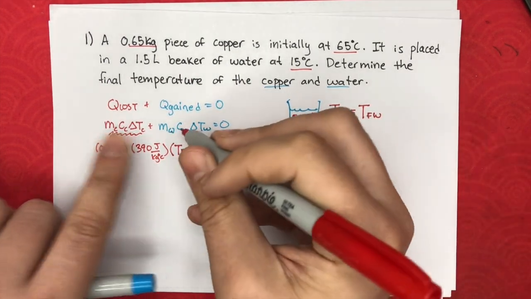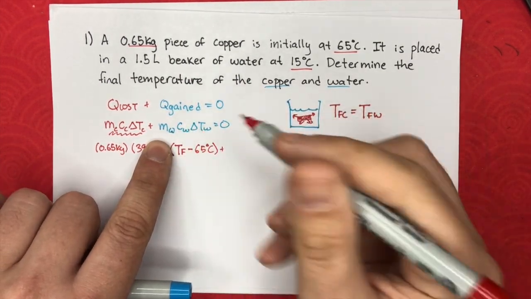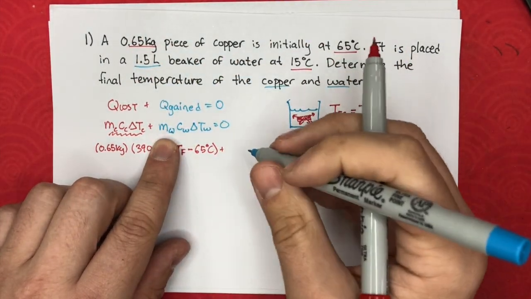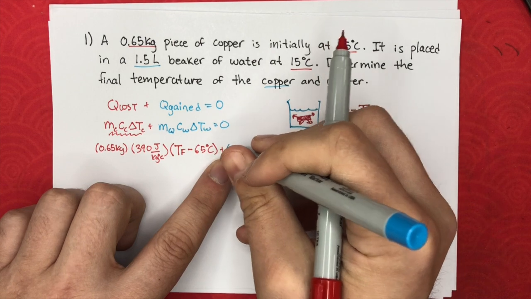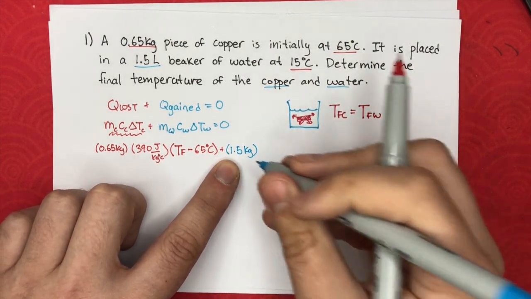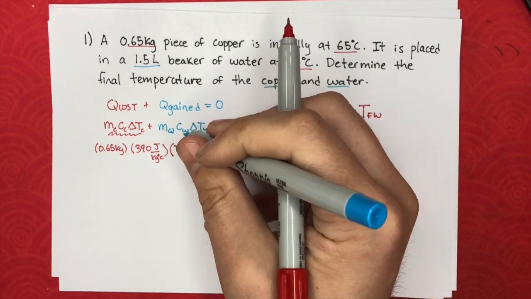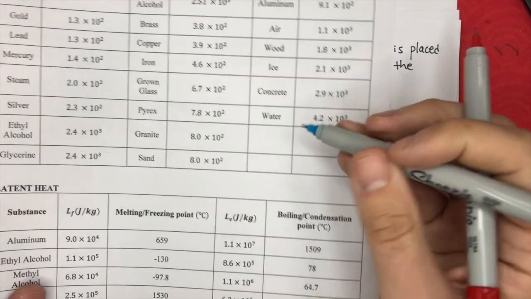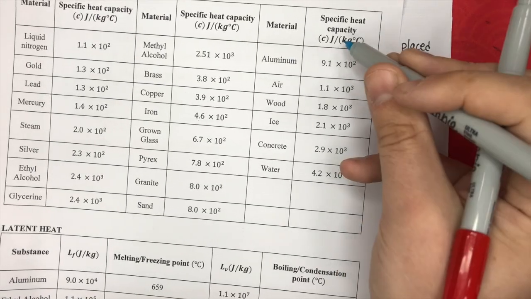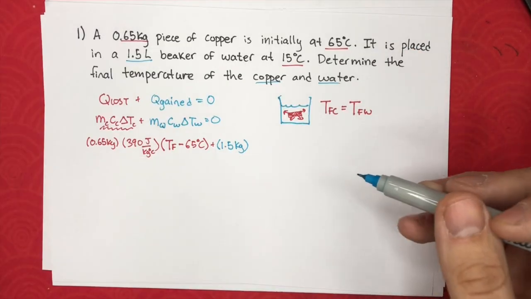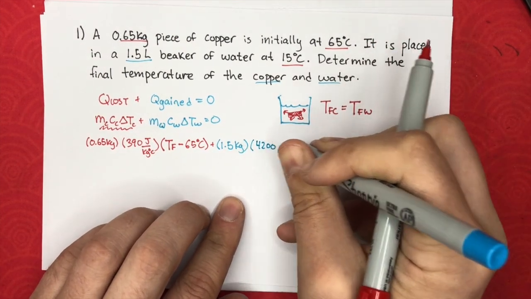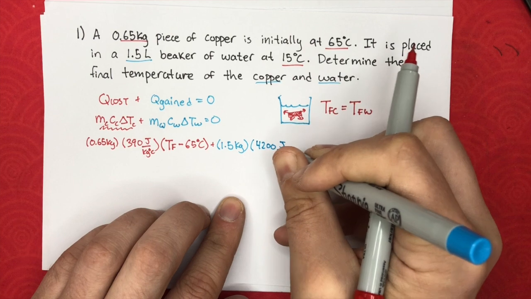Now let's add in the energy that is gained by the water. So if we take a look at the mass of the water, well, we're given 1.5 liters of water. One thing that should be known is that 1.5 liters of water is equal to 1.5 kilograms of water. Now we need the specific heat capacity of water. Let's take a look at our table again, and we find it is 4.2 times 10 to the 3 joules per kilogram degrees Celsius. So let's write that down. I will write that as 4,200 joules per kilogram degrees Celsius.